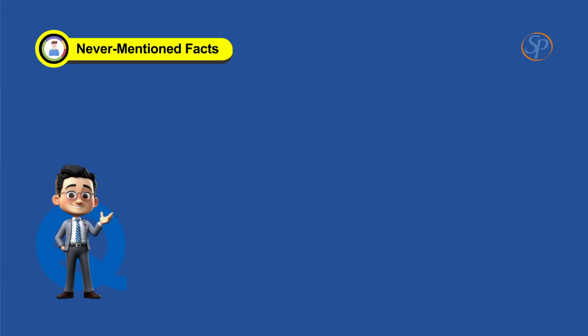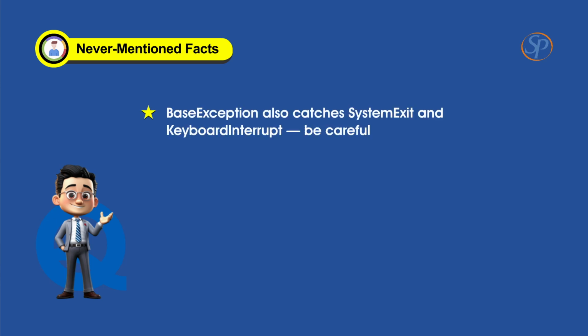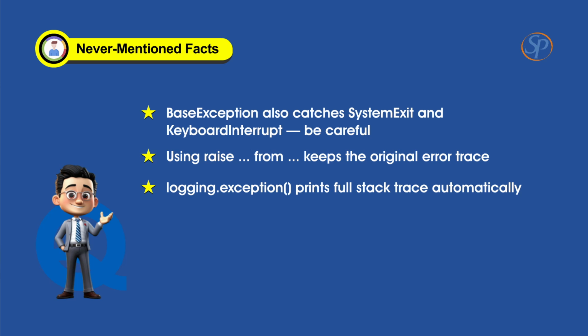Bonus facts. There are some advanced things that many beginners don't know. BaseException also catches SystemExit and KeyboardInterrupt, so be careful. Using raise from keeps the original error message. logging.exception automatically prints the full error traceback. Do not swallow errors silently. Always log or raise them. These facts help you write cleaner and safer code.